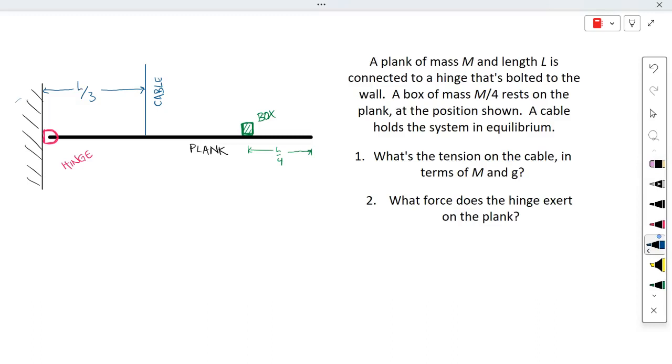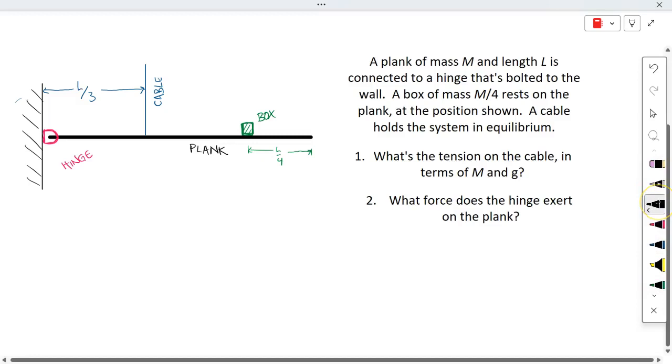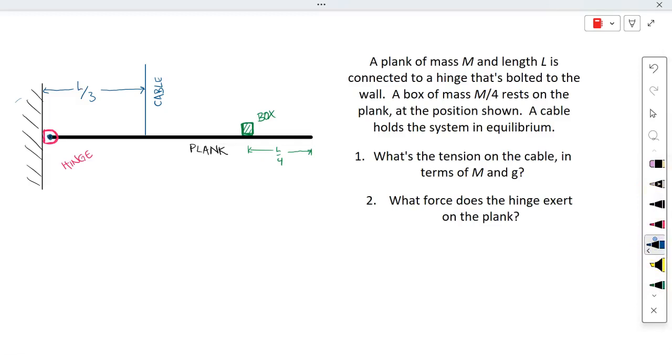And here's the wall, and here's a hinge, and here's like a pin through it, you get what I'm saying, right? This thing can pivot on that hinge. And this cable here holds everything nice and in equilibrium. So, what's the tension on the cable, and what force does the hinge exert?